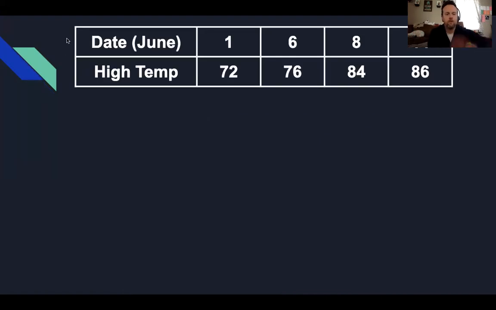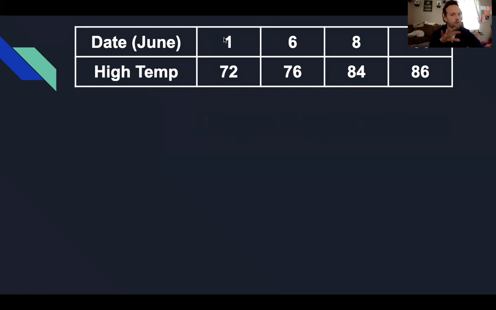Now, for today's lesson, we're going to be using this chart right here. And this chart tracks over a 2-week span some of the changes in temperature in the month of June. So on June 1st, it was 72 degrees. On June 6th, it was 76 degrees. On June 8th, it was 84 degrees. And then on June 14th, it was up to 86 degrees. Now, looking just at this table, I notice that it doesn't go 1, 2, 3, 4, 5, 6, 7, 8, 9. It skips, it just picks out specific days from the month of June.